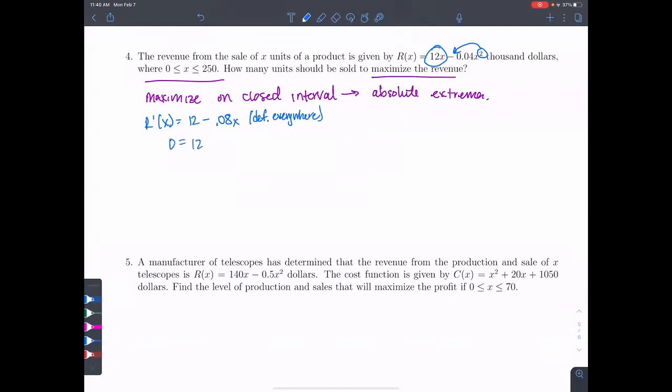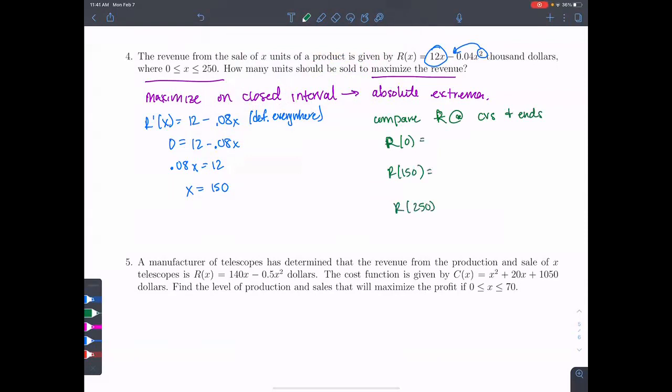So then we are looking just where it's equal to 0 for the critical values. So 0 equals 12 minus 0.08x. 0.08x equals 12. Divide by 0.08, x equals 150. So then we're going to compare f at CVs and ends. So we are going to look at R in this case, R of 0, R of 150, and R of 250. So the two endpoints and our critical value.